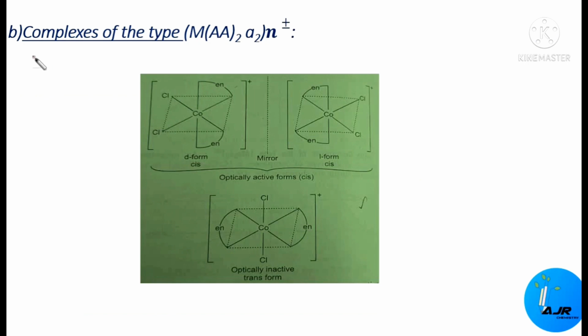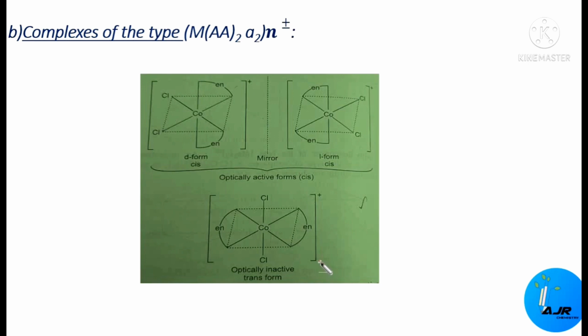The next type is complexes of the type M(AA)2B2. The complexes in which two symmetrical bidentate chelating ligands AA and two monodentate ligands are coordinated to the central metal atom can exhibit optical isomerism. I have given an example for this one. Here the cis can exist in two forms, that is the D form and the L form. Whereas this trans form is optically inactive, the cis form is optically active. Here we have two monodentate ligands and two bidentate chelating ligands. And here they are in opposite positions. It's just the trans form, where the chelating ligand as well as the monodentate ligands are in opposite positions, and they are optically inactive.